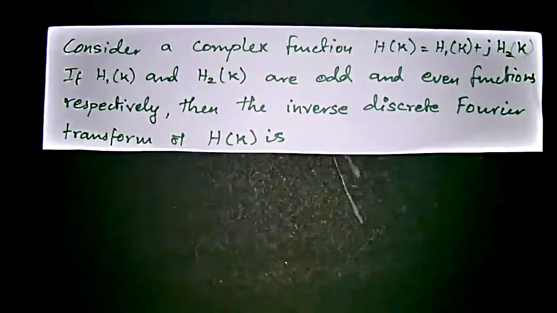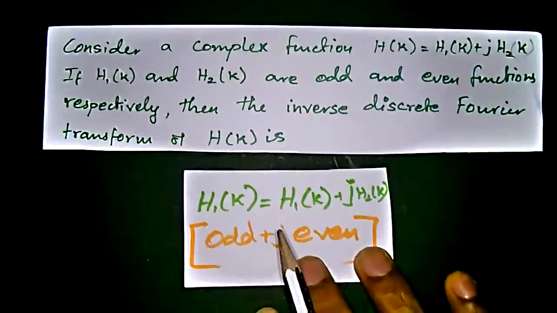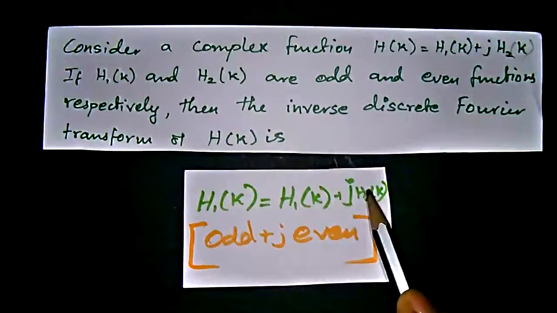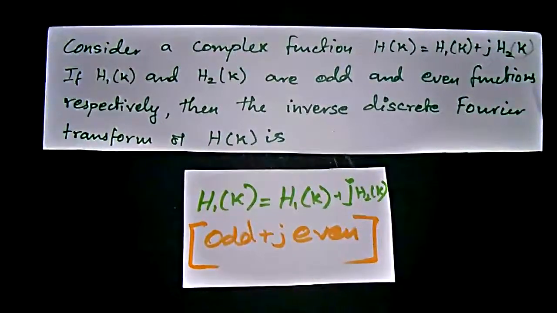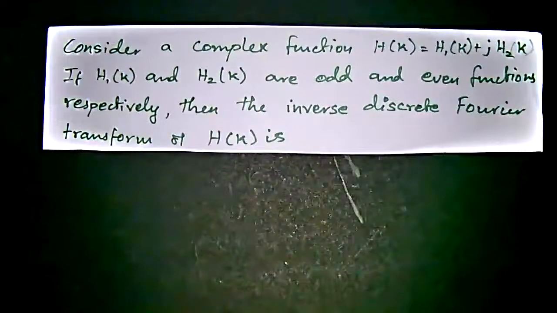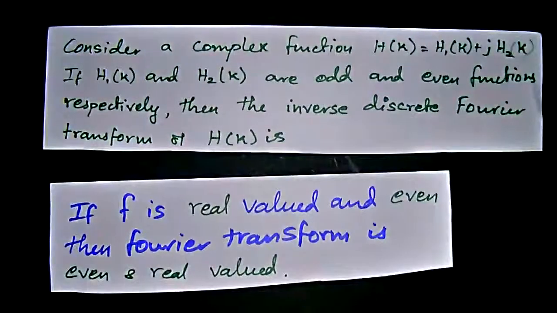is what? What kind of inverse discrete Fourier transform will we get when we have the odd function plus a j-termed even function? That is, it looks like this: the odd function h1 of k, the even function h2 of k. So what will we get as the inverse discrete Fourier transform when we have this kind of combination? We have to go by the properties of the inverse discrete Fourier transform.